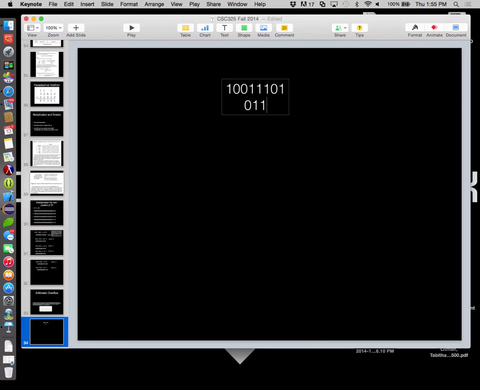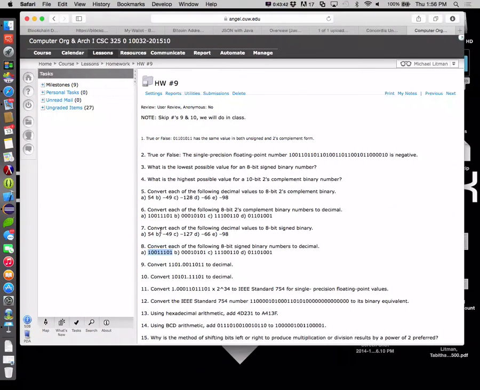0, 1, 1, 0, 0, 0, 1, 0. Add 1. Here's our value. This is 1s, 2s, 4s, 8s, 16s, 32, 64. So this is 96, 98, 99. Negative 99. Okay, so that's what this first one is, negative 99.